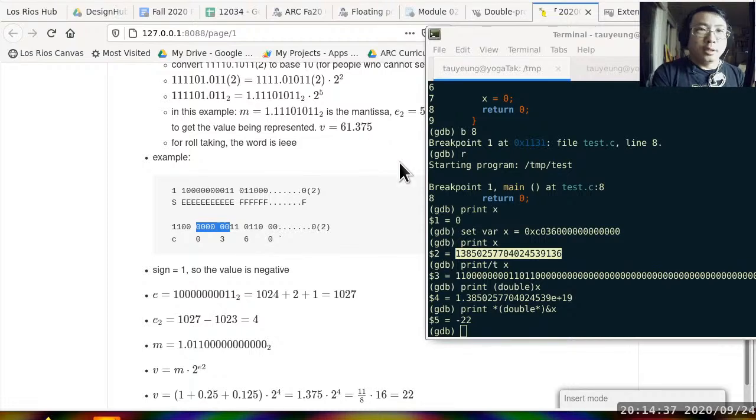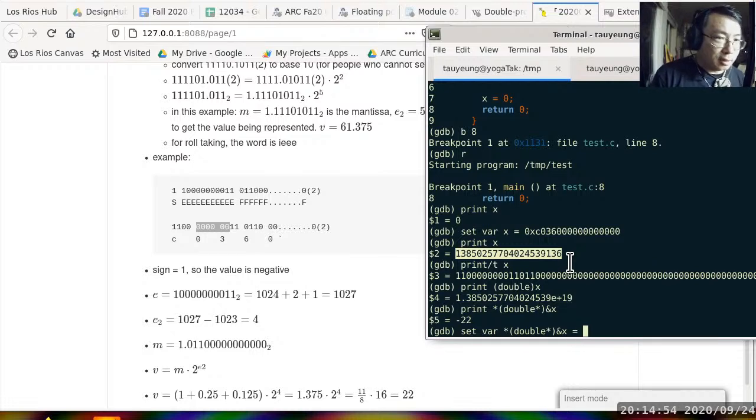Okay, so we have some agreements here. So this time we use set var, but instead of setting x to something, we set this thing to the value that we want to represent. Is this the same concept?